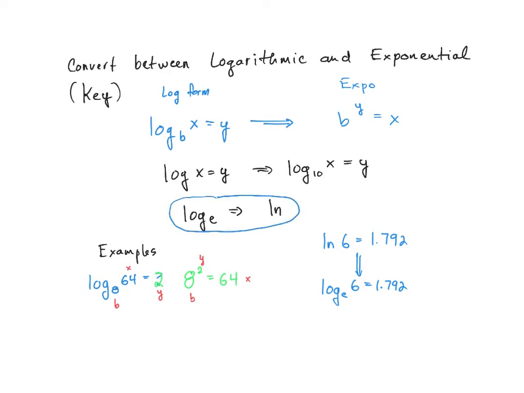I do this to help me remember this little key piece here and come up with a conversion of b to the y is equal to x, where I will have e to the 1.792 equal to 6, and I'm able to convert to expo form, basically having my b to the y equal to my x. So just a couple key pieces, a couple nice little examples here to help you with some conversion.